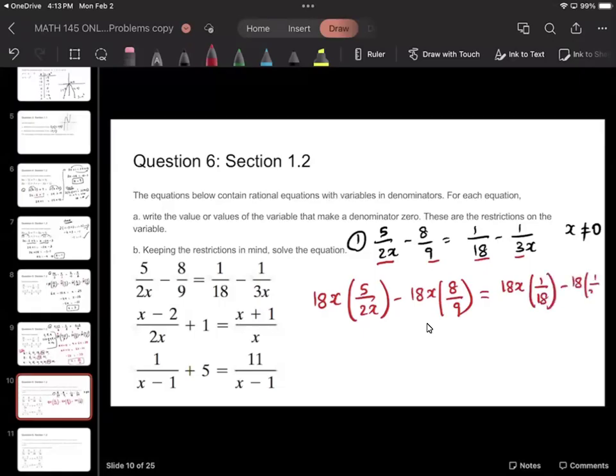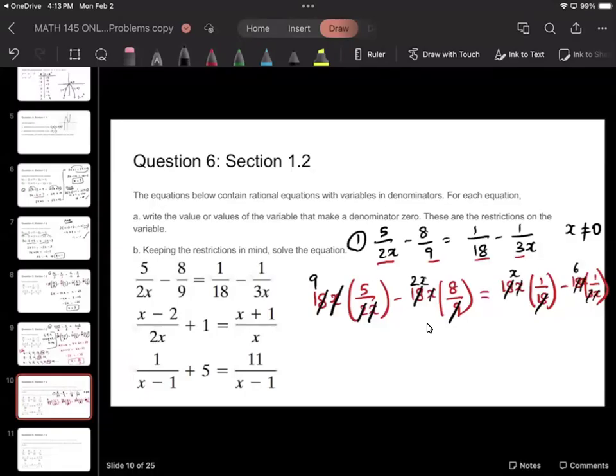There are lots of other videos you could check out if you're having any problem with finding the LCD. All right, so once we have that, I'm going to cancel. The x and the x goes away. 2 goes into 18 9 times. 9 goes into 18 2 times, and the x remains, okay? 18 goes into 18 1 time, so the x remains. 3 goes into 18 6 times, and the x gets cancelled out.